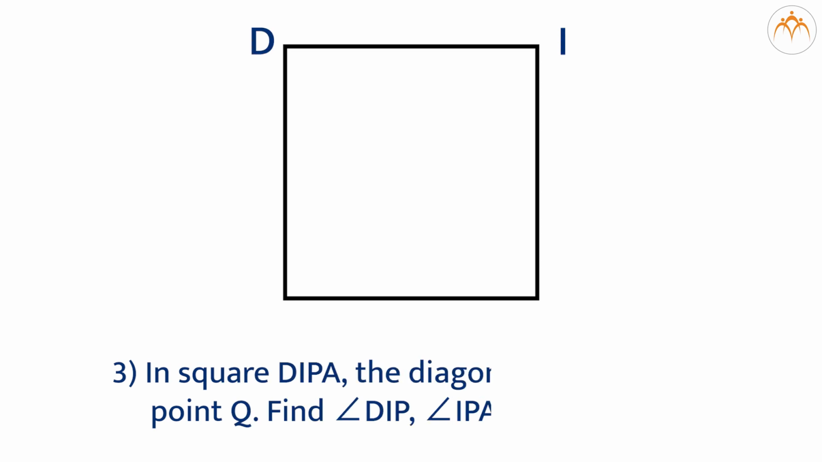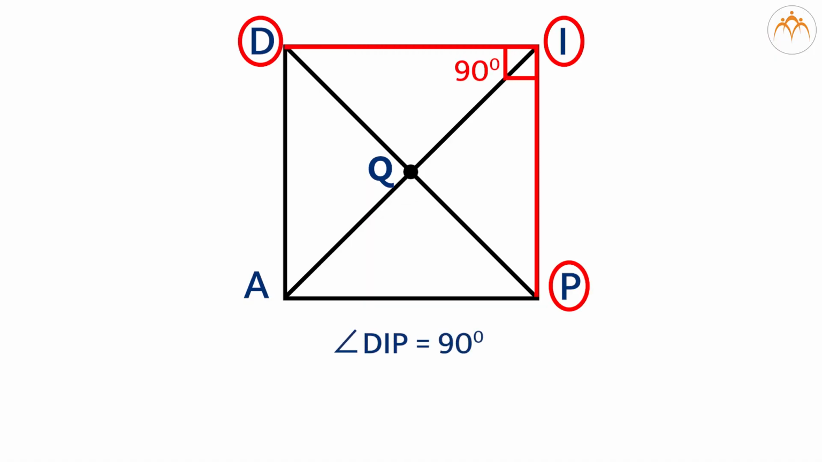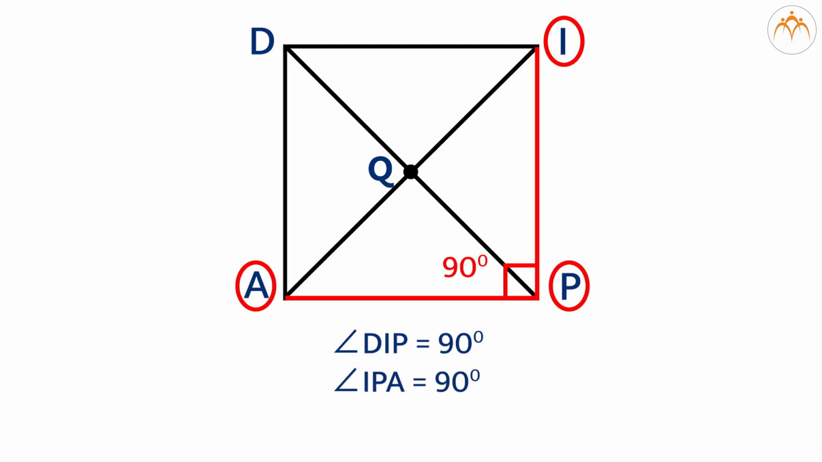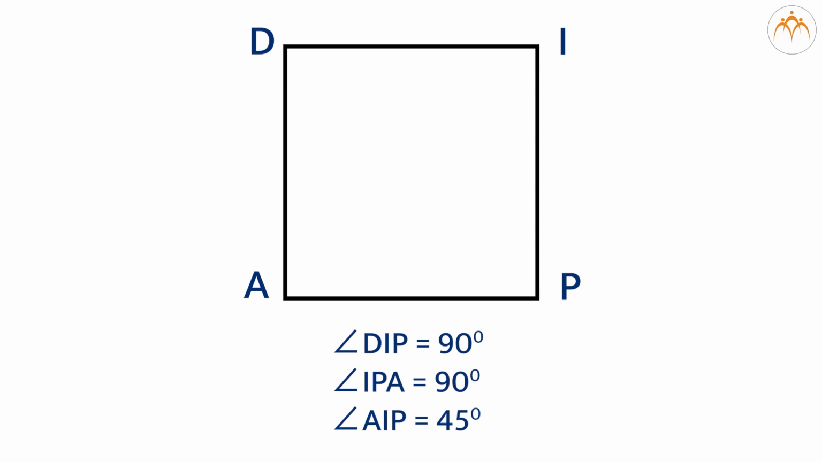Correct. Right. In square DIPA, the diagonals intersect at point Q. So we have to find angle DIP, angle IPA and angle AIP. Now angle DIP is 90 degrees, angle IPA is 90 degrees and angle AIP is 45 degrees. Why? Because diagonals of a square bisect its opposite angles. Understood?